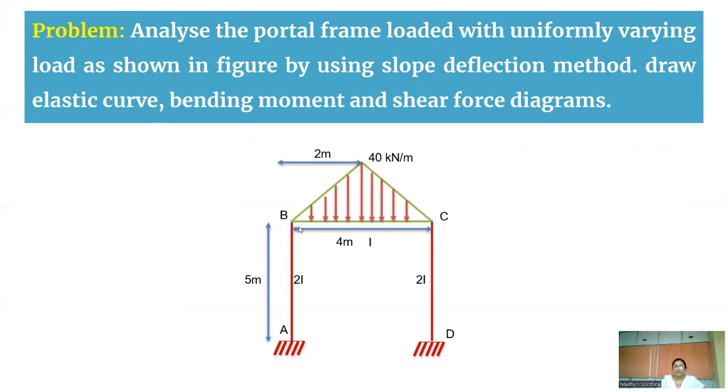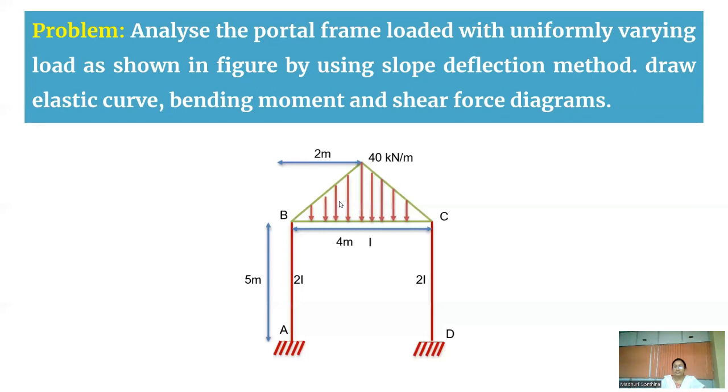So here ABCD is a frame. For the AB member and CD member, there is no loading given, whereas for the BC member, you have a uniformly varying load of 40 kilonewton per meter. The span of this beam is 4 meters, whereas the spans of AB and CD are 5 meters. For all the members there is a different moment of inertia: for BC it is I, whereas for the columns AB and CD it is 2I.